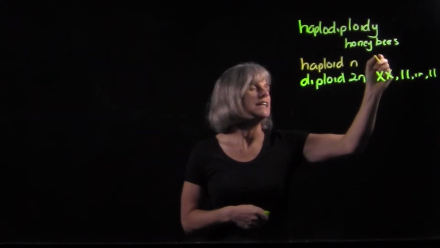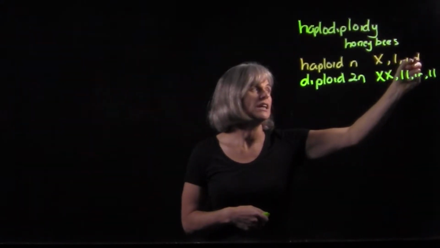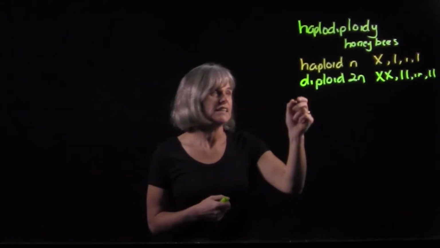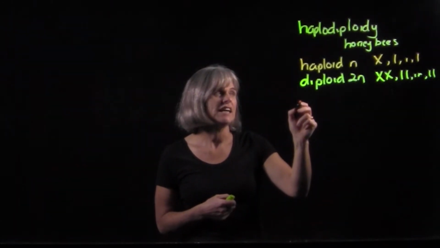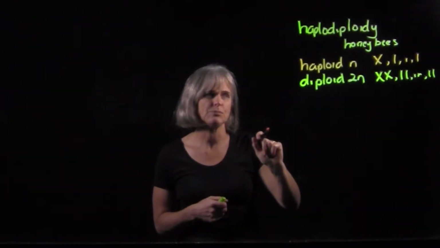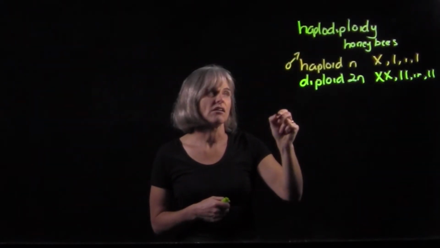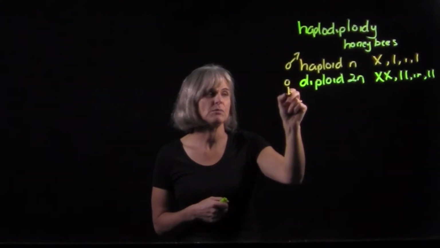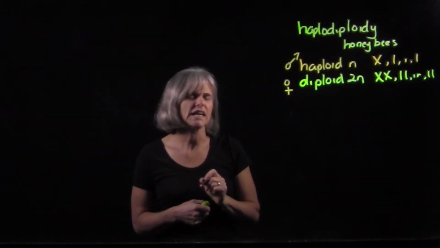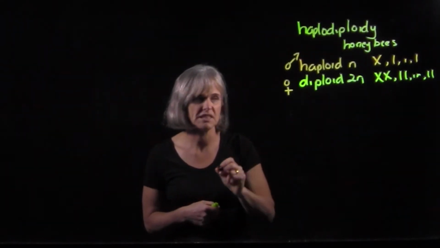In sperm and eggs, that's how it works. Sperm and eggs typically have one copy of each chromosome. In honeybees, it turns out that sex is determined by whether an individual is haploid or diploid. So in honeybees, the male honeybees are haploid, and the female honeybees are diploid. That has some interesting consequences for how genetic sex is determined.